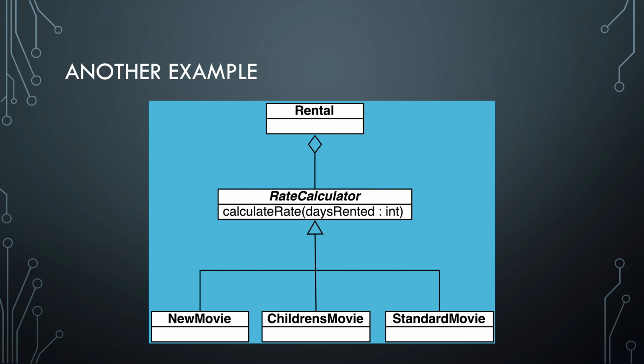Here's the UML diagram that illustrates this approach. Rental has a rate calculator class via an aggregation, and new movie, children's movie, and standard movie are subclasses of rate calculator that each have their specific rate calculation algorithm.